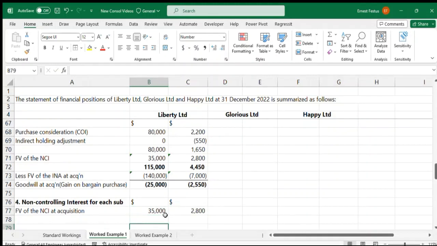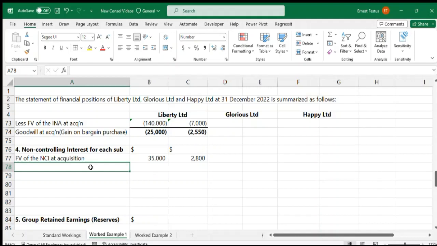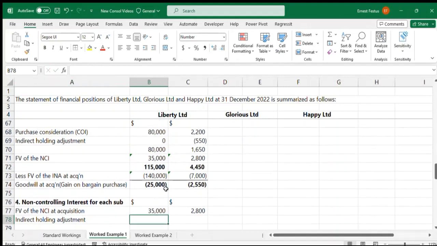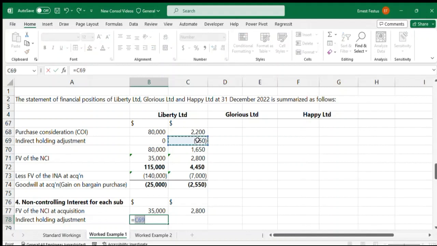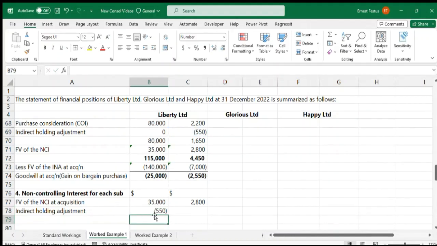Okay, then what we do is that we have the indirect holding adjustment once again, and this time we are going to subtract it from the subsidiary. We are going to subtract this same figure, so let me just link it. We are going to subtract the same figure from the subsidiary, sorry, the subsidiary of the parent.